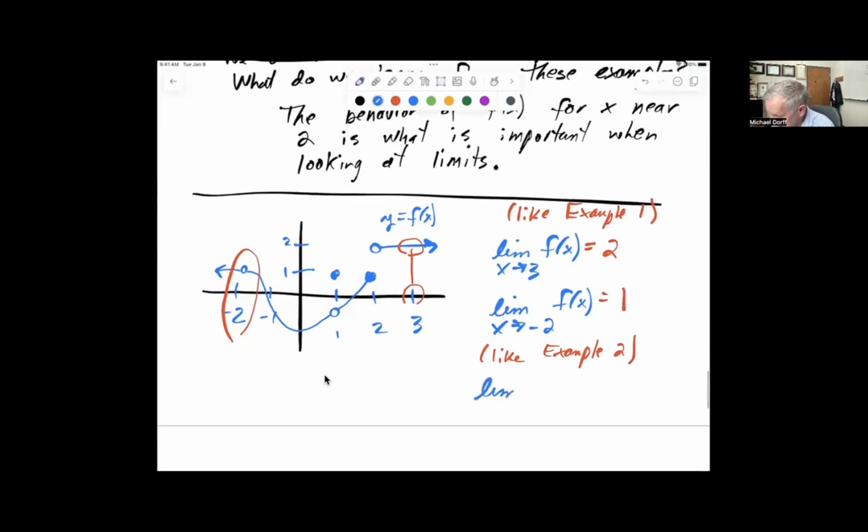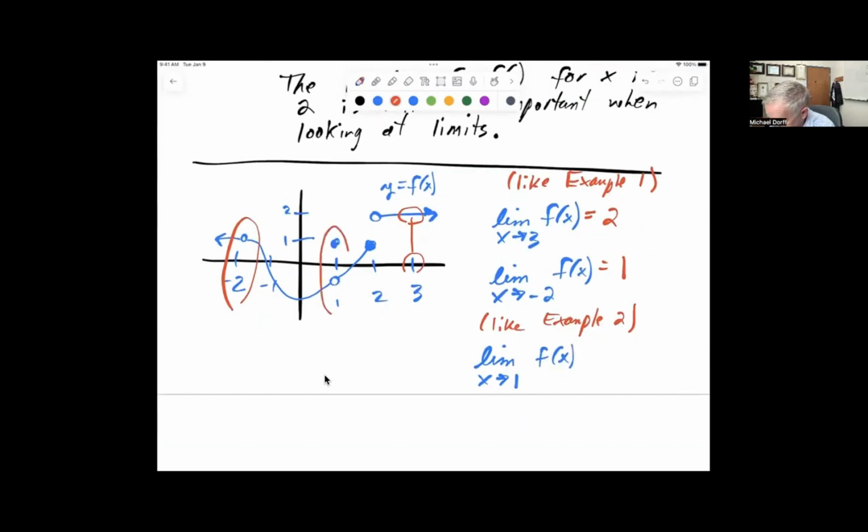All right. What about the limit as x approaches 1 of f of x? Well, this is right here, and that's like example 3 up above. What does that equal? It doesn't matter that I have a hole there. It doesn't matter that I have a filled in value above it. It only matters what happens when it's close. And so in this case, when it's close, it looks like it's going to be a value of -1. Right here, y is -1.